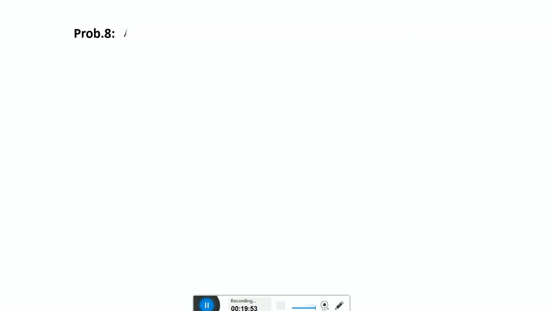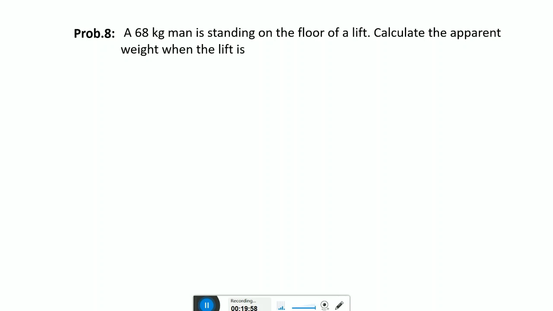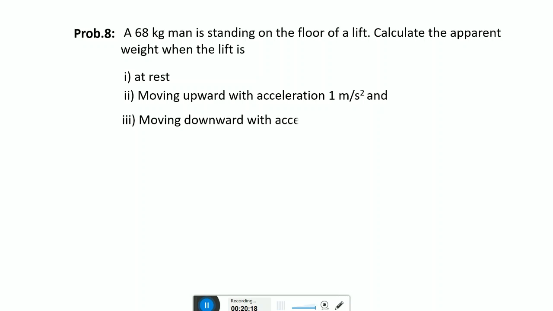Then 8th problem. A 68 kg man is standing on the floor of a lift. Calculate the apparent weight when the lift is at rest. Second case is moving upward with acceleration 1 meter per second square. And third case is lift moves downward with acceleration 2 meter per second square.